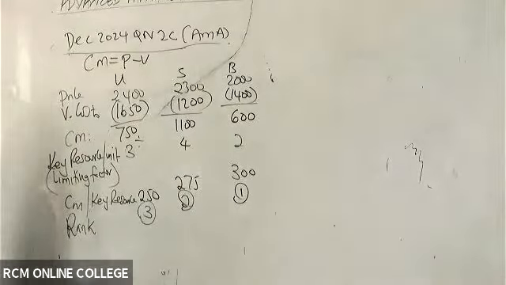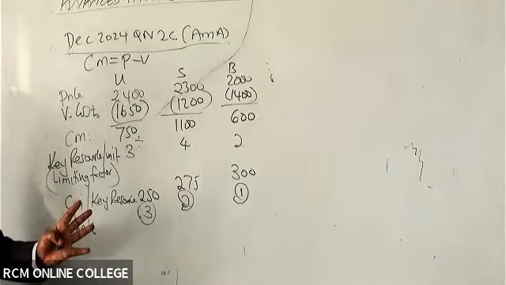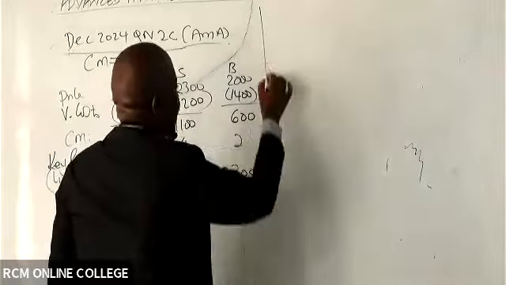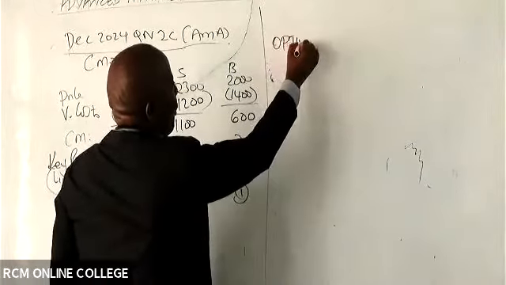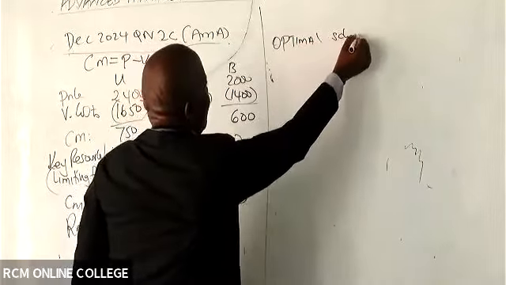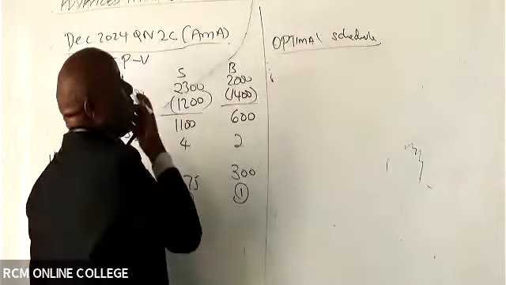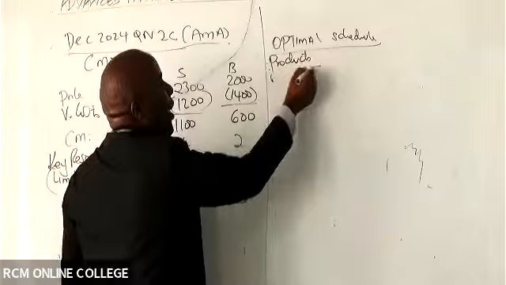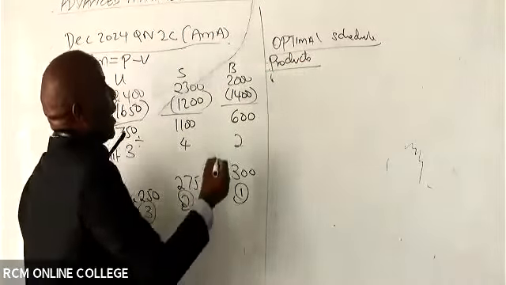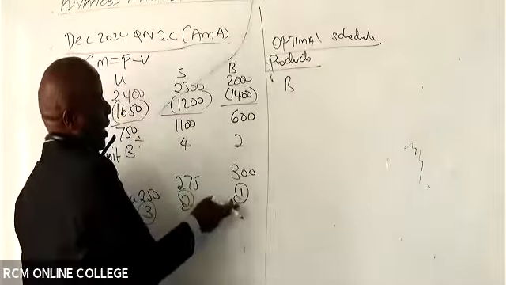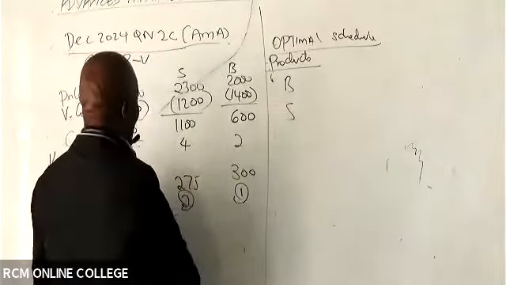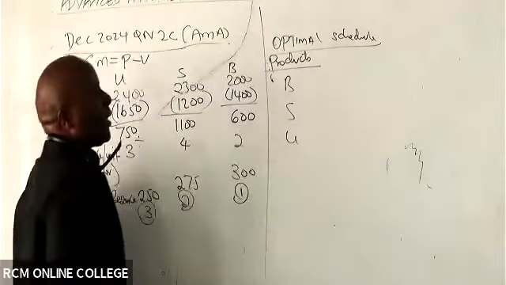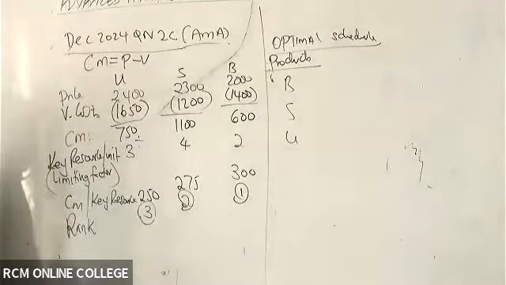From there, ladies and gentlemen, now you can go to the last step. The last step is where you give us the optimal schedule. Under optimal schedule, you write these products in terms of how they have been ranked. We have B was number 1, S was ranked number 2, and U was ranked number 3. BSU, like that.